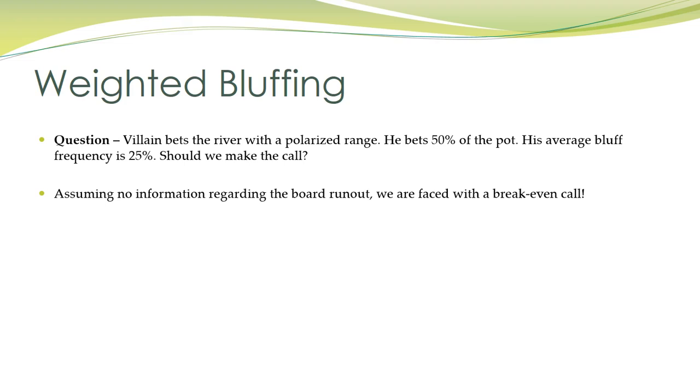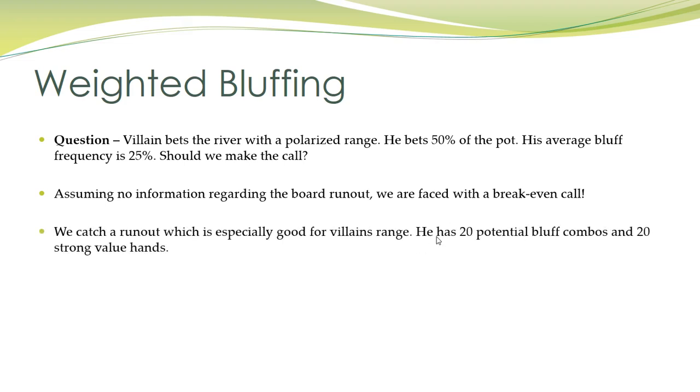Well, this is where the application of Bayesian probability comes in. So imagine this. We catch a runout which is especially good for villain's range. He has 20 potential bluff combos, which is not that many by the way, and 20 strong value hands. Now of course, if he were to bluff all of his bluff combos, we'd still be good 50% of the time and we should make the call.